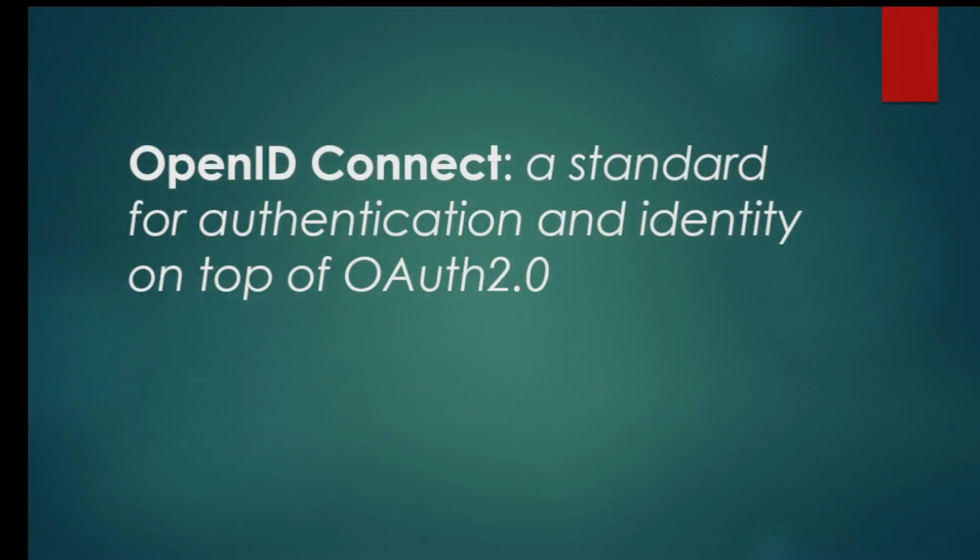So today we'll discuss PF37, that is OpenID Connect, a standard for authentication and identity on top of OAuth 2.2. We discussed SAML, we discussed OAuth, and now we are going to discuss OpenID Connect, and thereafter we can discuss WS-Fed and WS-Trust also.